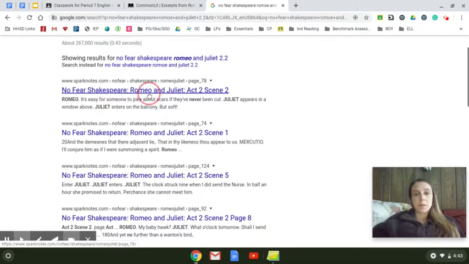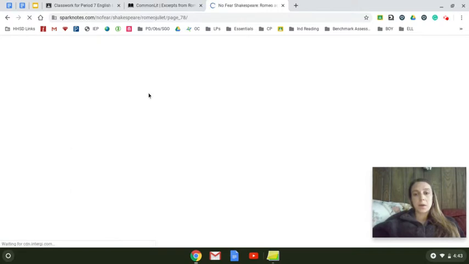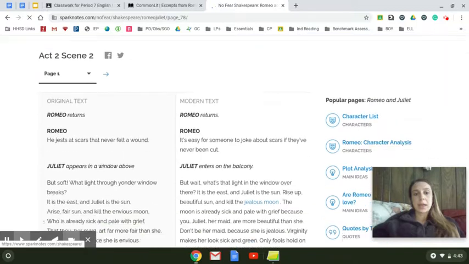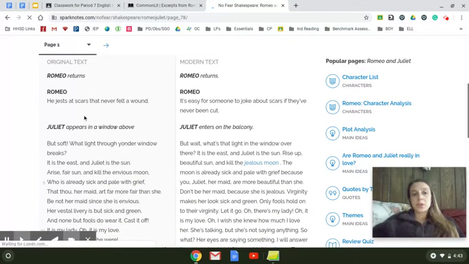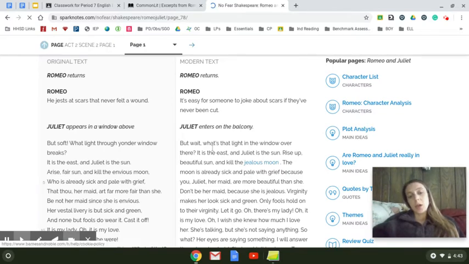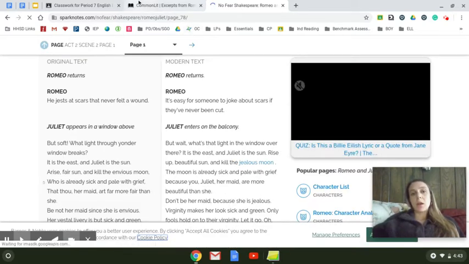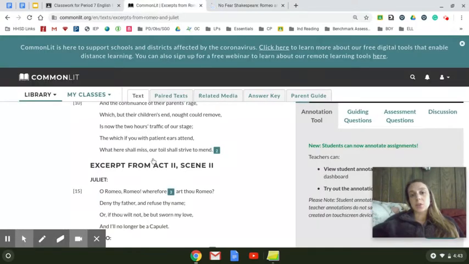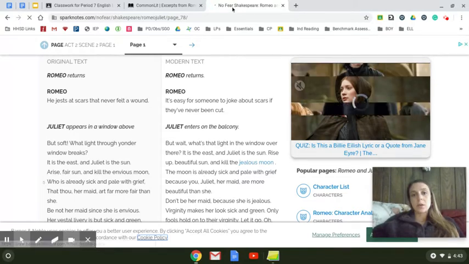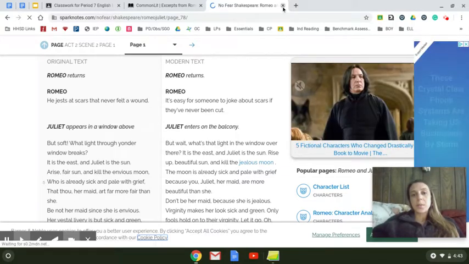Let's see, I think it's this one, but I might be wrong. But it should give you like a side-by-side. Yeah. So it'll give you the original text, and then it'll give you like it written in modern English. But you're going to have to find where it starts because this just does an excerpt from it. But if you're really struggling, then use this side by side so that you can see like, okay, here's what the old-fashioned version says, and here's what it means in modern English. So that's an option to help you.